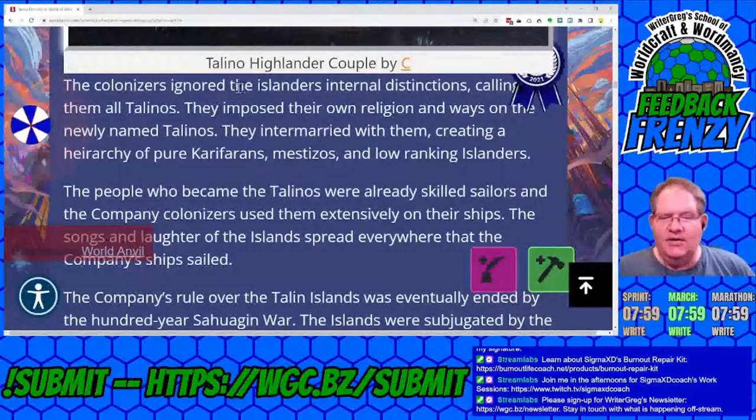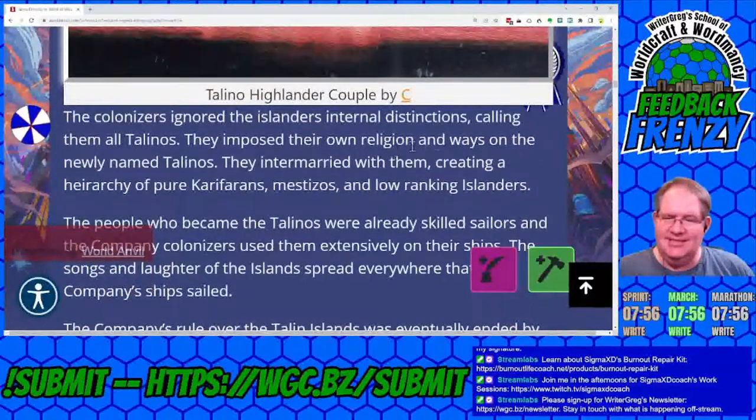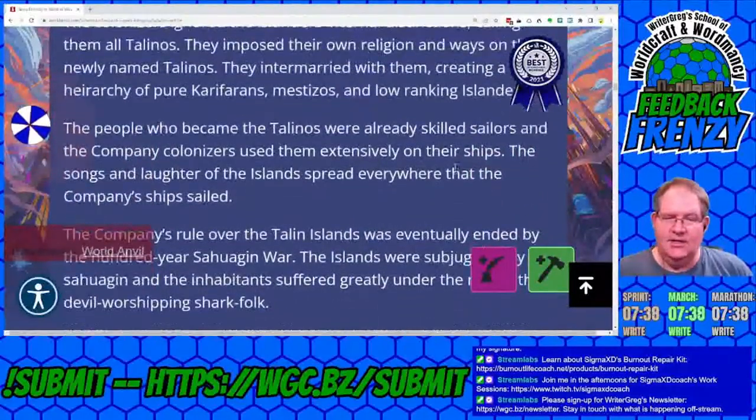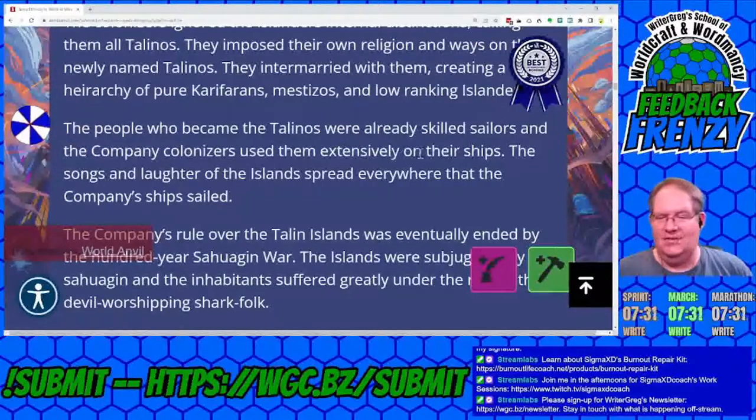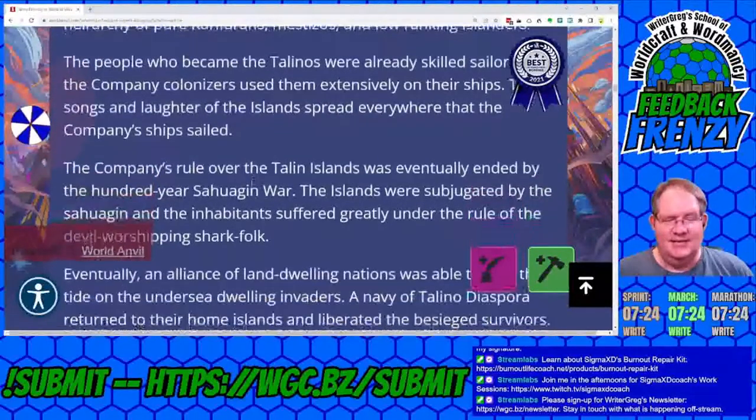The colonizers ignored the islanders' internal distinctions, calling them all Talinos. They imposed their own religion and ways on the newly named Talinos. They intermarried with them, creating a hierarchy of pure Caraferans, Mestizos, and low-ranking islanders. The people who became the Talinos were already skilled sailors, and the company colonizers used them extensively on their ships. The songs and laughter of the islands spread everywhere that the company's ships sailed.